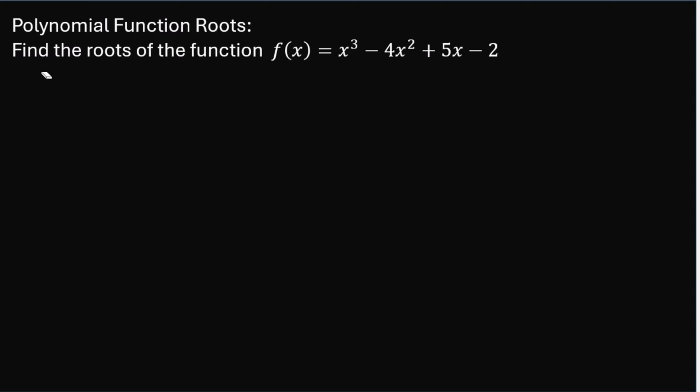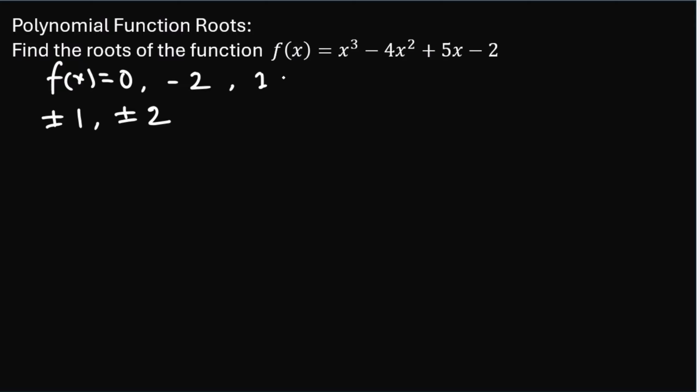So today our next problem is polynomial function roots. Find the root of the function f of x equals x to the power 3 minus 4x square plus 5x minus 2. So here we will consider f of x equals 0, and here the constant term of this function is minus 2. According to the rational root theorem, the constant term minus 2 is divided by the leading coefficient 1. So here the possible roots are plus minus 1 and plus minus 2.